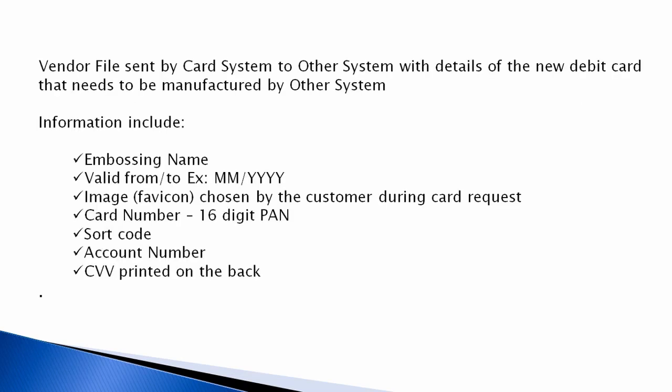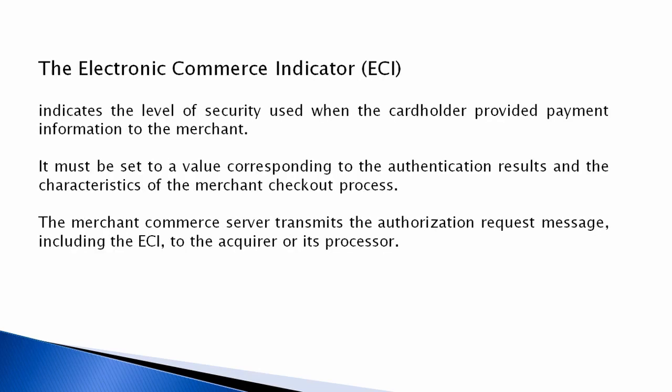Vendor file is sent by the card system to another system with the details of the new debit cards that need to be manufactured by the other system. For example, daily you are issuing 100 or 200 cards, but these cards should be printed and sent to the customer directly from the vendor. So every day for the new cards requested, one file will be generated. The information in that file includes the embossing name on the card, validity of the card, any image the customer requested, card number, SAT code, account number, and CVV printed on the back. These details will be sent to the vendor. The vendor will generate the debit card and send it to the customer directly through courier.